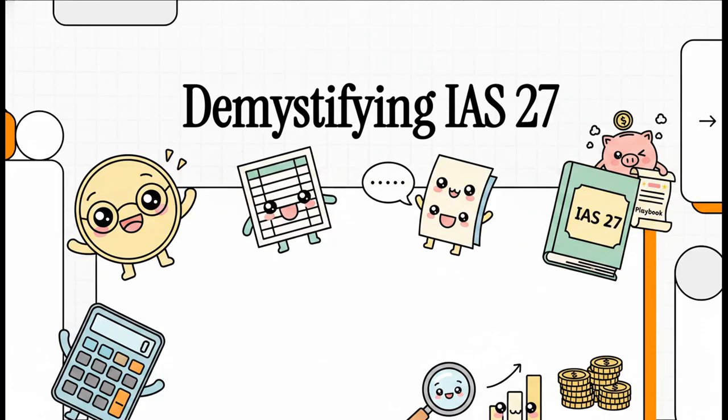Now, if you're an accounting professional, understanding the mechanics of separate financial statements is absolutely crucial. Because getting these rules wrong doesn't just give you a messy balance sheet, it creates massive, totally avoidable audit headaches down the line. So we're going to break this all down, pull out the essential takeaways, and give you a rock-solid guide to mastering these rules.